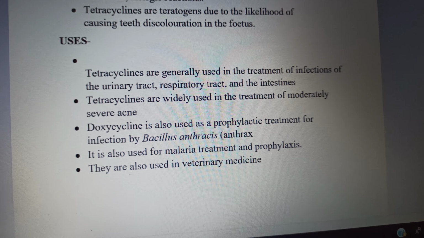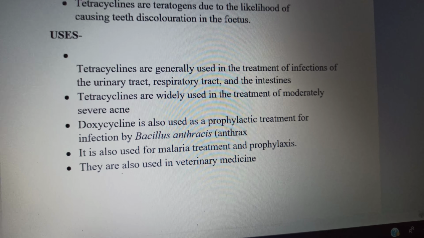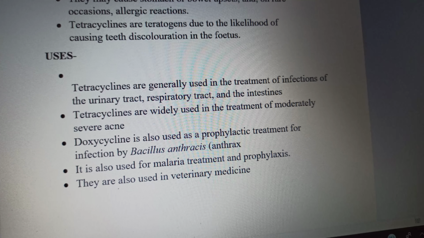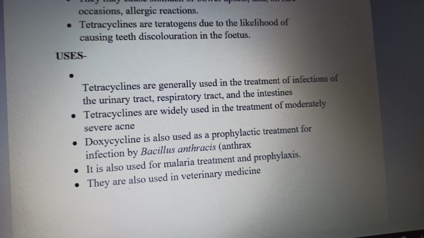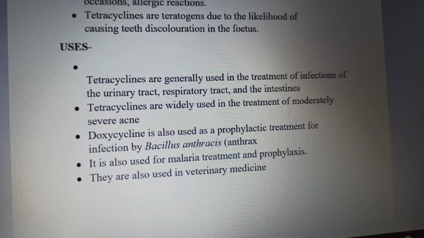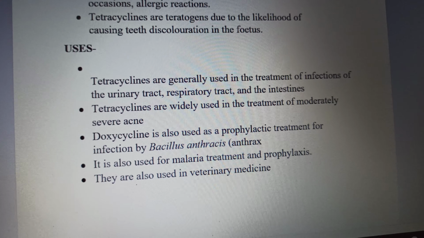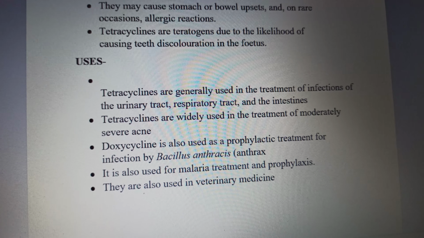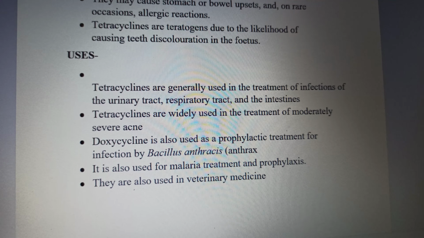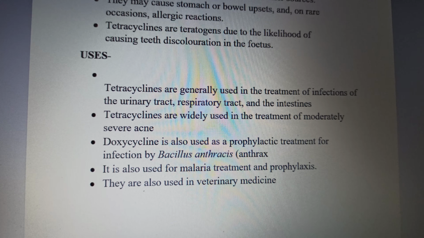Uses: tetracycline is generally used in the treatment of UTI, respiratory tract infections and intestine infections. This is widely used in the treatment of moderately severe acne. Doxycycline is used as a prophylactic dose or prophylactic treatment in infection by Bacillus anthracis. It is also used as a prophylactic dose in malaria treatment, and finally it is used as veterinary medicine.